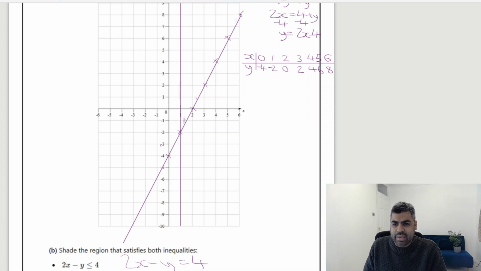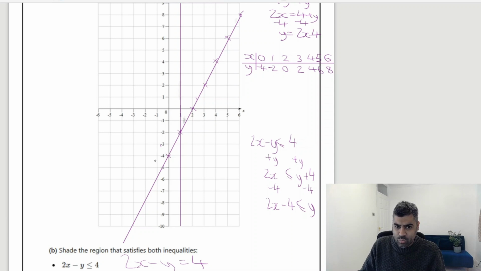So now we've drawn the line x equals 1, we just need to look at our inequalities in a little bit more detail. So we have 2x minus y is less than or equal to 4. If we just rearrange this to make y the subject, then we're going to do plus y to both sides, which gives 2x is less than or equal to y plus 4, and then finally minus 4 to both sides. So what you'll note is that y is more than or equal to 2x minus 4.